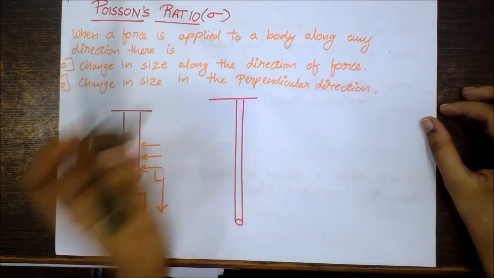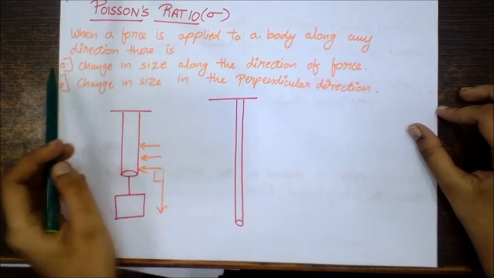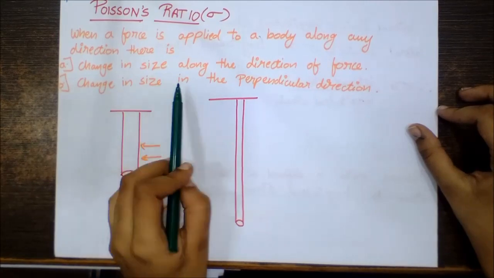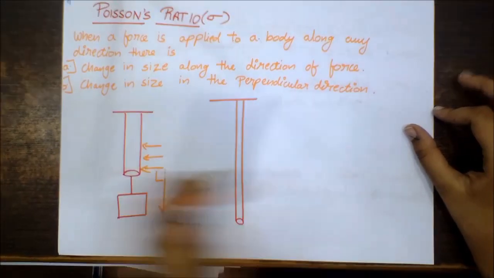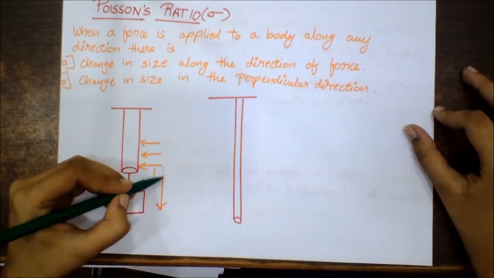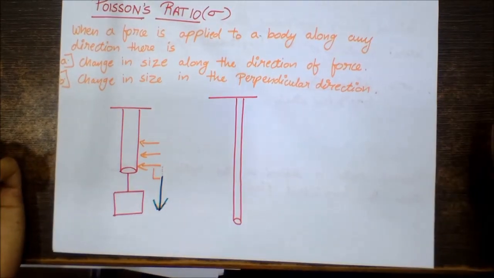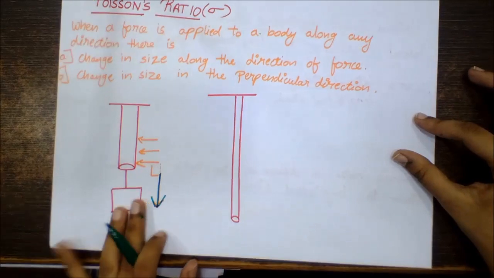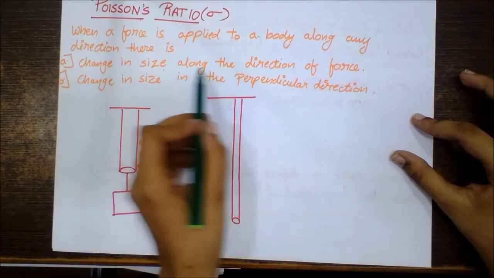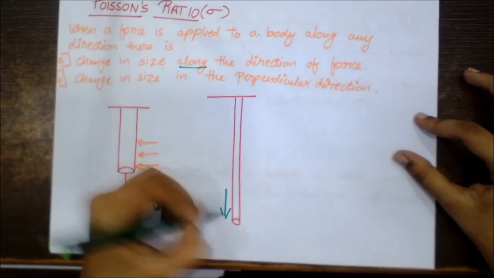Poisson's ratio, sigma. When a force is applied to a body along any direction, there is a change in the size along the direction of the force, and a change in the size perpendicular to the direction of force. Now, listen to this carefully. This is a rod, and I am applying an external force in the downward direction. Due to this, the length of my rod is increasing. Change in the size along the direction of the force. Force is downward, length is going downward.